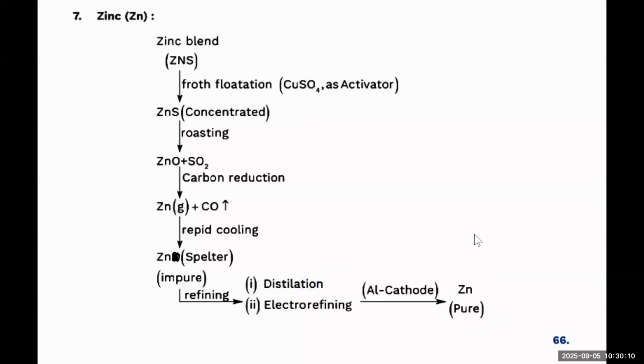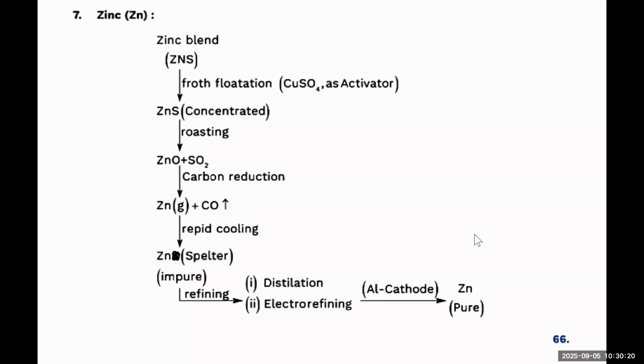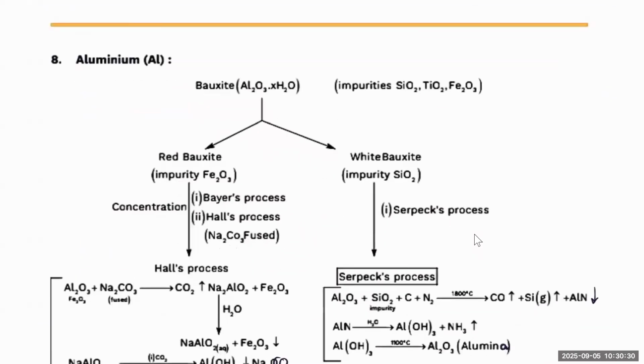What is the full form of ZnS? Zinc sulfide. Zinc blende is the name. I thought ZnS, with capital Z, capital N, capital S, was like some process short form. No, small n here. Okay, ZnS.